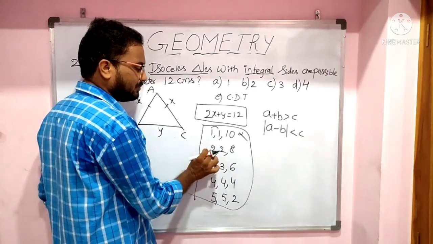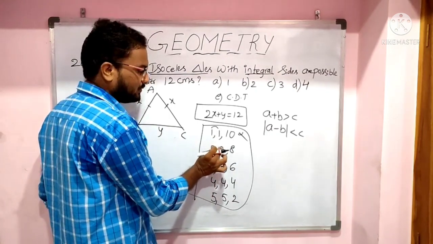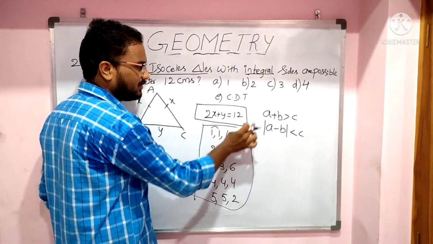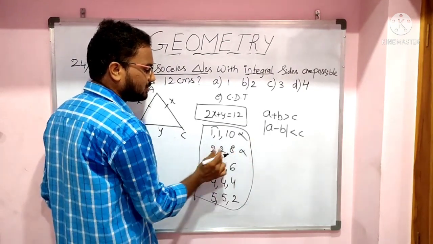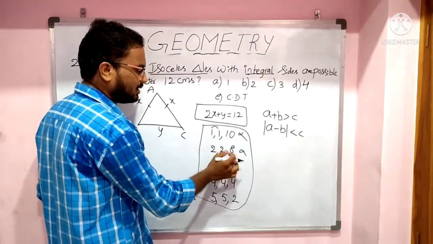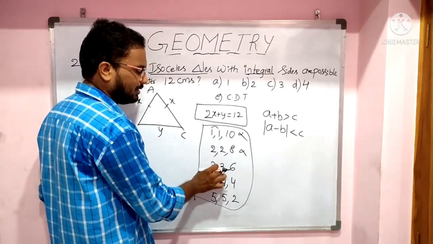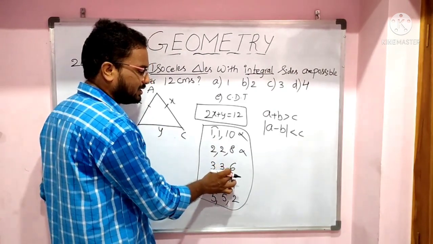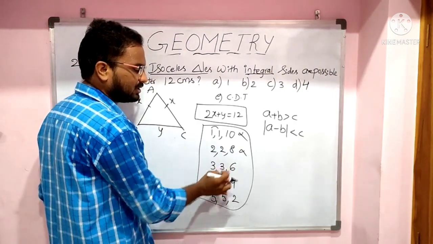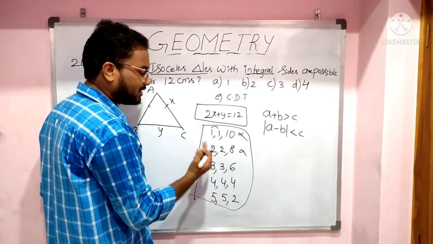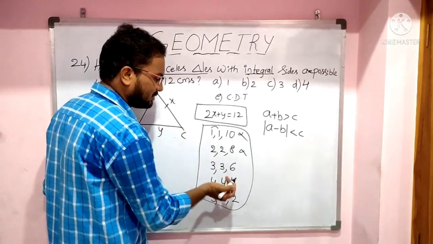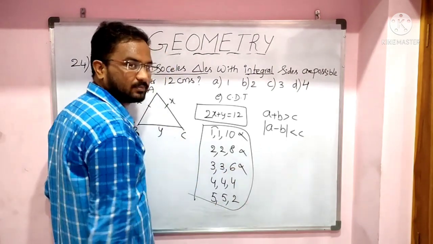Next pair, the sum of two sides, 2 plus 2, is 4. 4 is less than 8, but the sum of two sides should be greater than the third side, so this is also ruled out. Next, 3 plus 3 is 6. The other side is 6. So here 6 equals 6, but the sum should be greater than the third side, so this option is also ruled out.